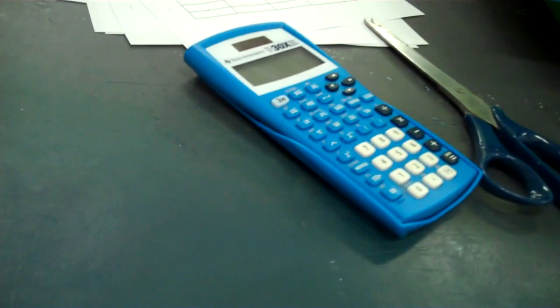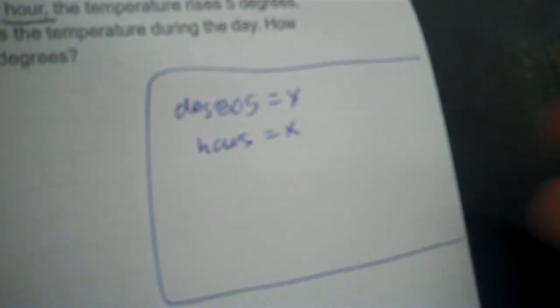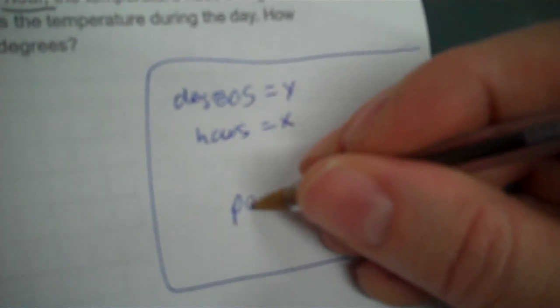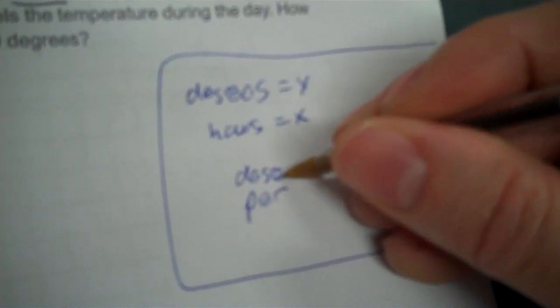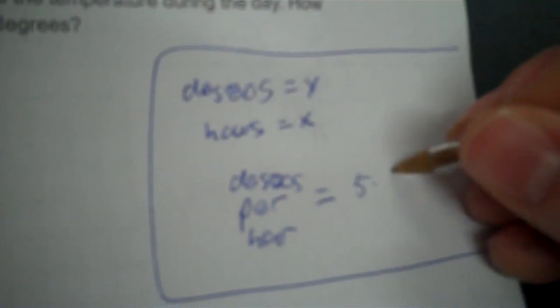Okay, now we have story problems. The temperature at sunrise is 65 degrees. Each hour the temperature rises 5 degrees. Write an equation in slope-intercept form that models the temperature during the day. How many hours will it take the temperature to reach 90 degrees? Okay. So you have degrees and hours. So the time is the X, and the degrees is your Y, independent, dependent. Then per, degrees per hour. Now they fortunately told me the degrees per hour is 5, so 5 times X.